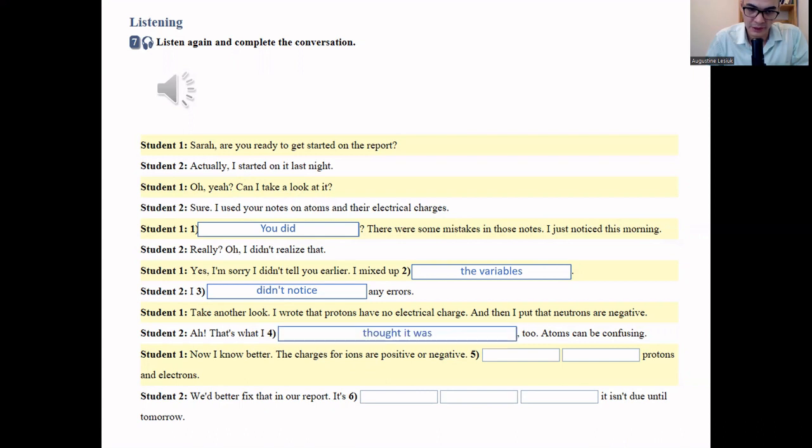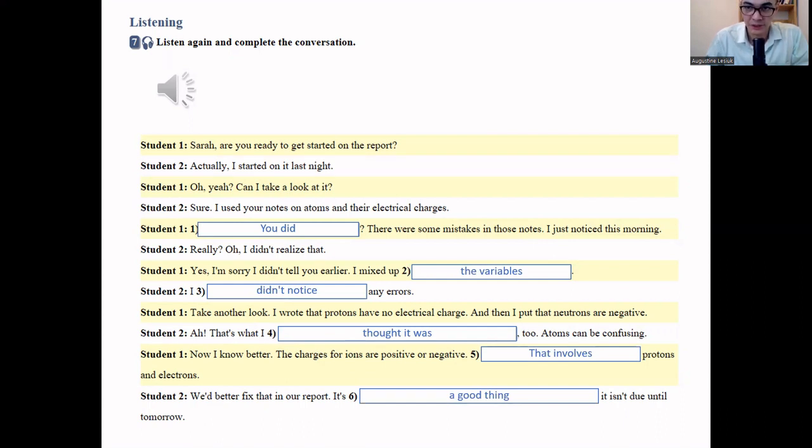Ah, that's what I thought it was too. Atoms can be confusing. Now I know better. The charges for ions are positive or negative. That involves protons and electrons. We better fix that in our report. It's a good thing it isn't due until tomorrow.